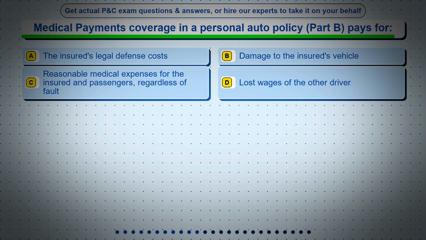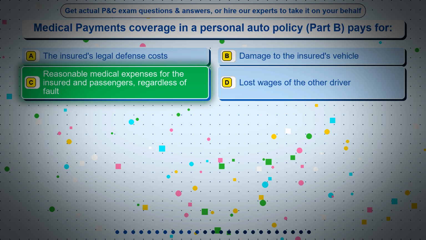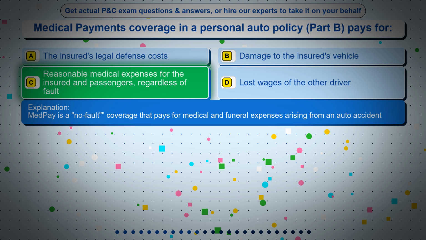Question 11. Medical payments coverage in a personal auto policy, Part B, pays for. Option A. The insured's legal defense costs. Option B. Damage to the insured's vehicle. Option C. Reasonable medical expenses for the insured and passengers, regardless of fault. Option D. Lost wages of the other driver. The correct answer is option C. Reasonable medical expenses for the insured and passengers, regardless of fault. MedPay is a no-fault coverage that pays for medical and funeral expenses arising from an auto accident.